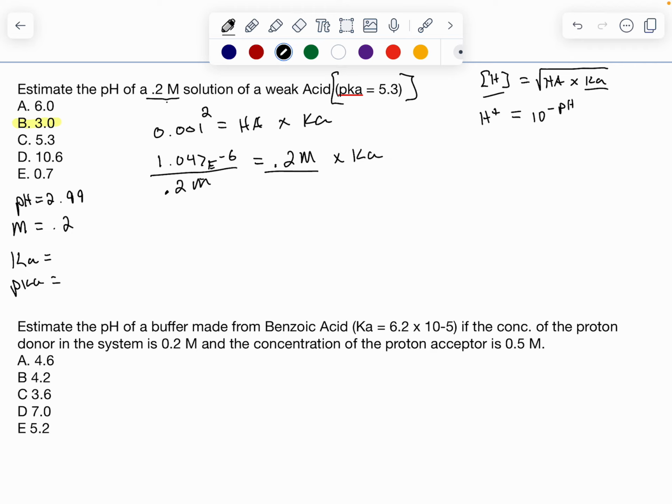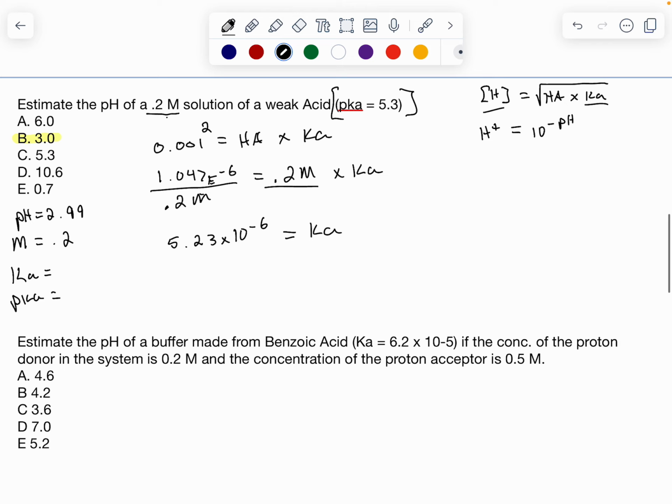And that is going to give us a value of 5.23 times 10 to the negative 6. That is equal to our Ka. So hey, we found the Ka. Well, what about pKa? To find the pKa from Ka, all we're going to do is negative log it. pKa is equal to negative log of Ka. Look at that. Negative log of our Ka is going to give us a pKa of 5.28. And look at that, right back to where we started.